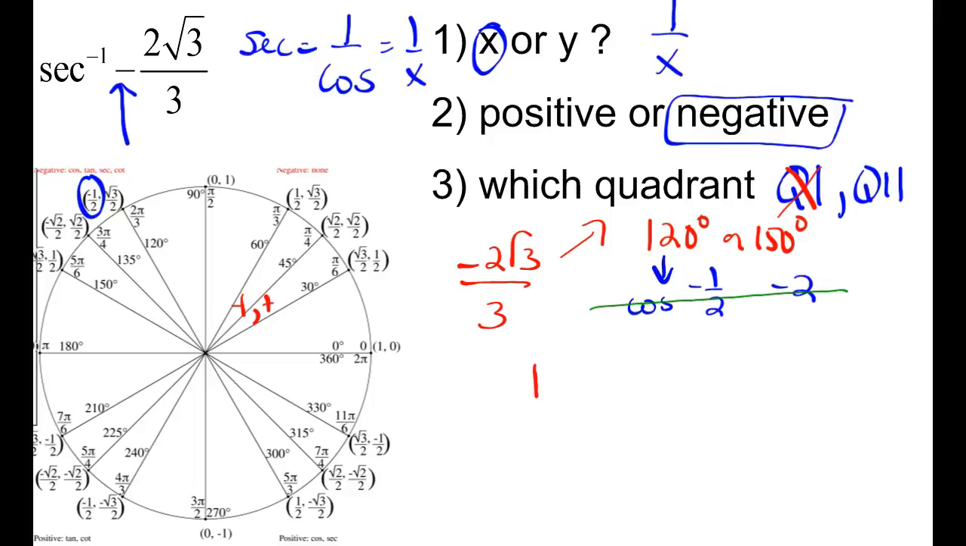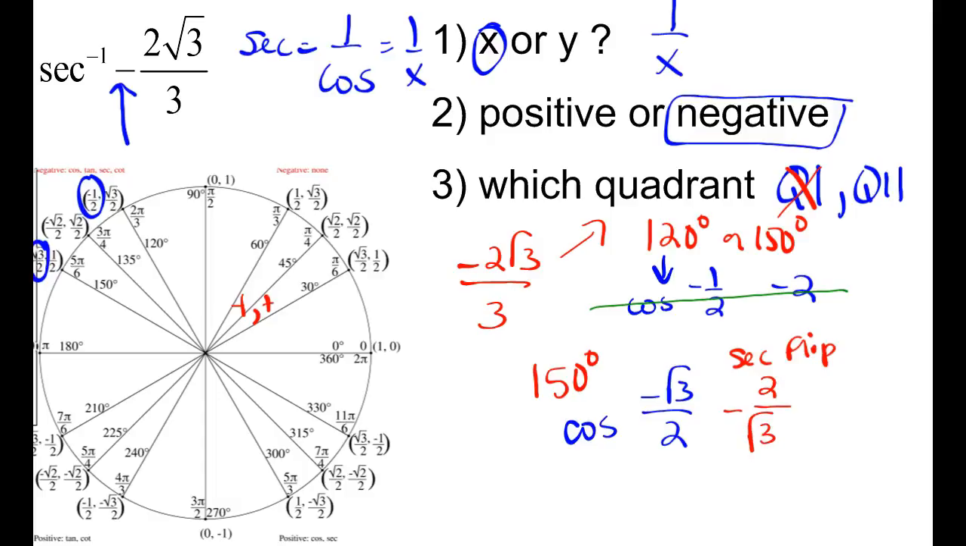Let's try 150. So if I go to 150, what's my cosine at 150 degrees? My cosine is negative square root of 3 over 2. But I have to flip it because I'm looking for the secant. So the secant says flip. I'm going to flip this number. My minus sign stays. My 2 comes in the numerator. My radical 3 goes in the denominator.